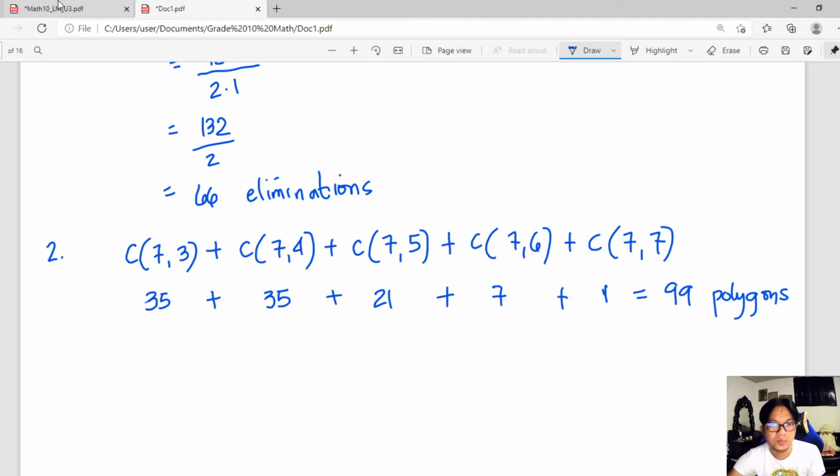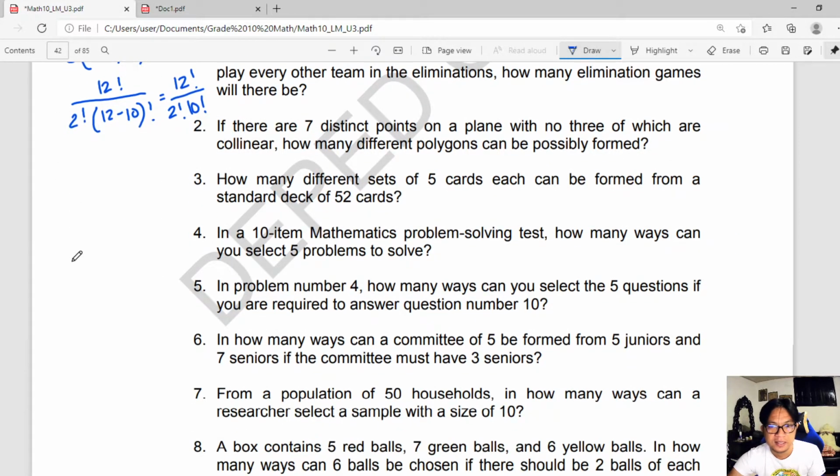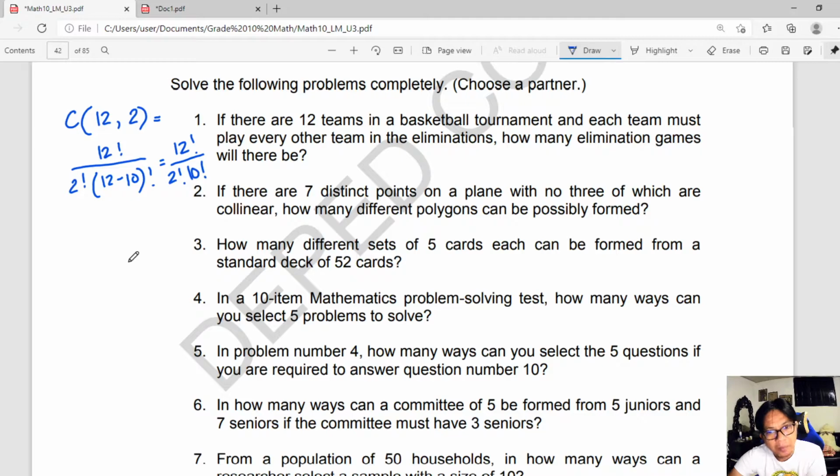Okay, let's proceed with number 3. So, for number 3, how many different sets of 5 cards each can be formed from a standard deck of 52 cards? So, yung hindi pa alam, there are 52 cards, no, sa isang standard deck. So, meron tayong 52 cards. So, out of that 52 cards, ilan daw yung magagawa natin? Ilan daw yung magagawa natin na combination?